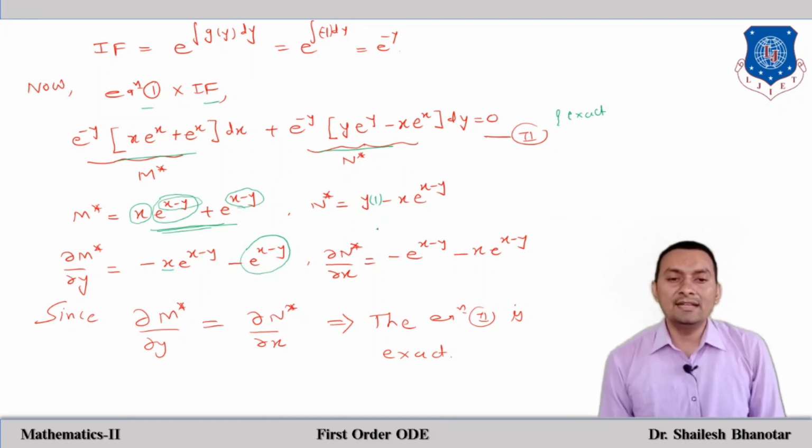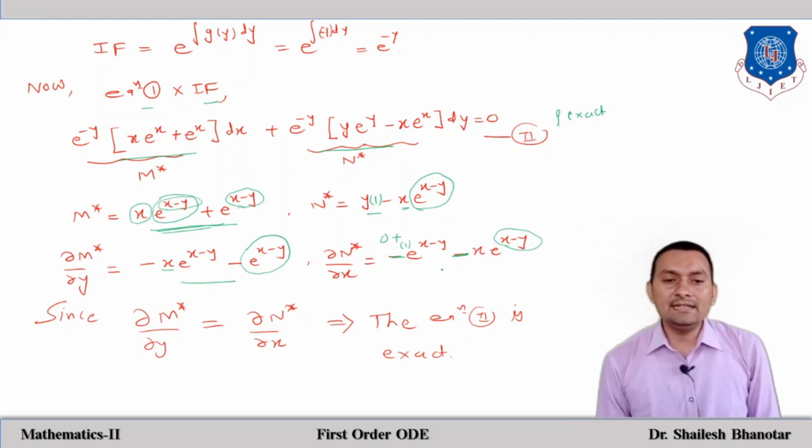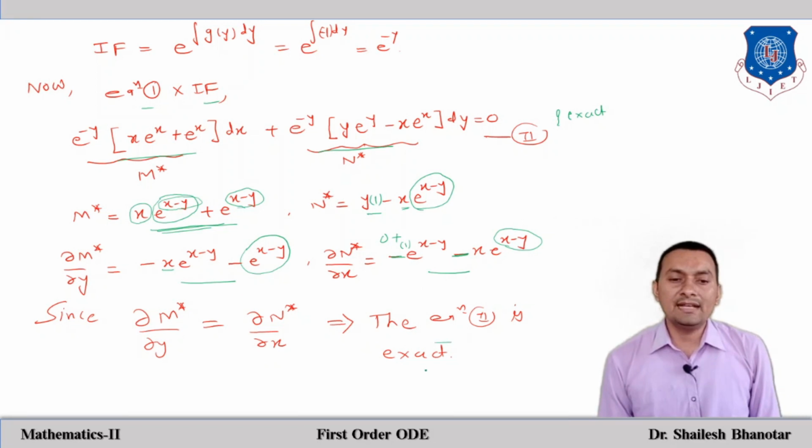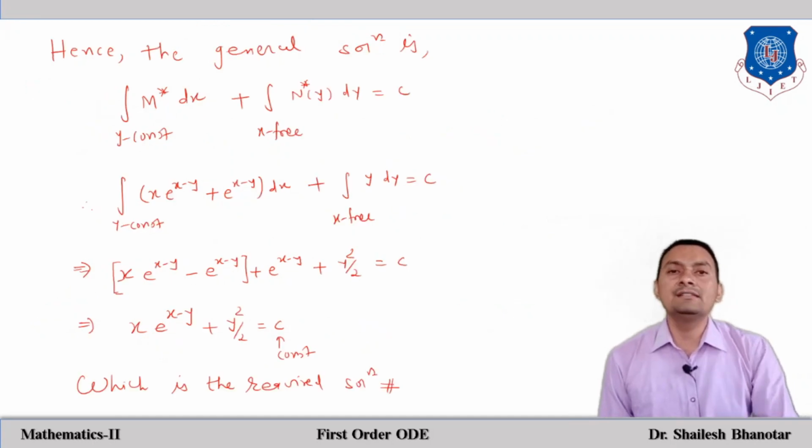And del N star divided by del x, so this is a constant, so it will be 0. Plus minus x, I'm just keeping this constant, so the derivative of x will be 1. Minus x is there, and the derivative of e raised to x minus y, since we are doing the derivative with respect to x of this function, will be 1. But minus is there, and therefore it is written over 2 times. Minus is here, and this minus is there. So here you can see that both are the same. That means we can say that equation number 2 is nothing but exact. If it is exact, then we can find its general solution.